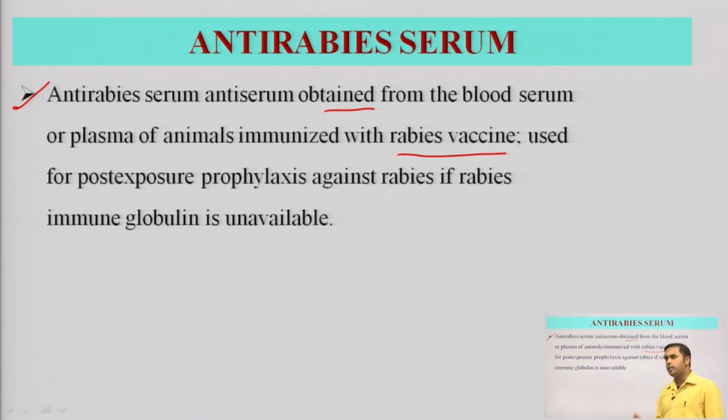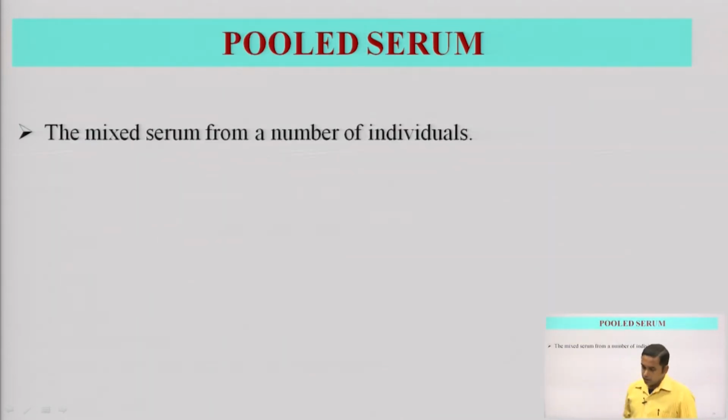If somebody is already vaccinated with the rabies vaccine, obviously in his blood, plasma or serum we will be able to get those antibodies. So, it will be used for post-exposure prophylaxis against rabies, if rabies immunoglobulins are unavailable. You can also use pooled serum. So, this mixed serum from a number of individuals is another way you can use it.